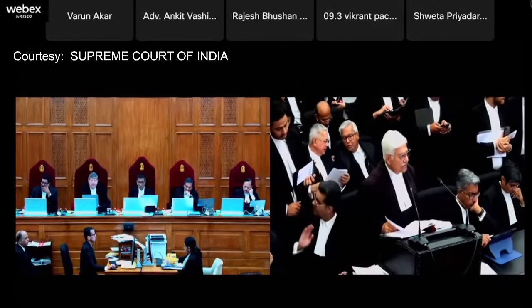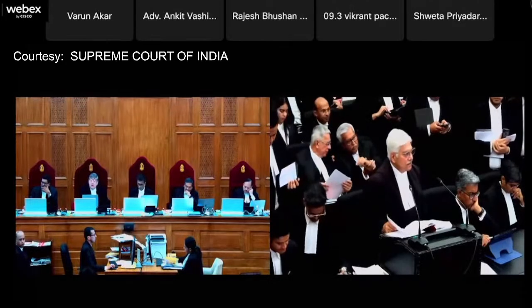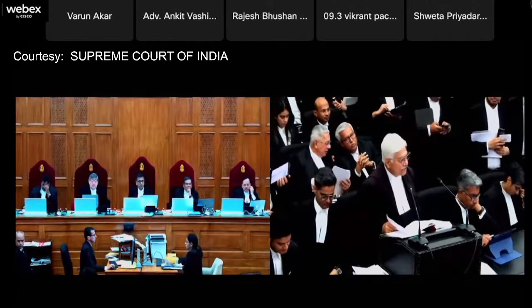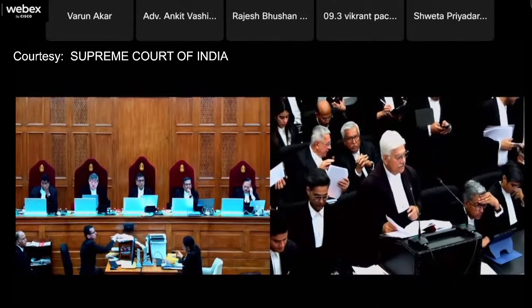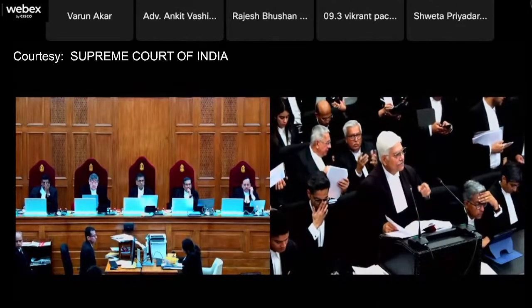It says the sovereignty comprises of two parts. Mainly because you have ceded external sovereignty, defense, external affairs, and communication, it would not amount to ceding of internal sovereignty.